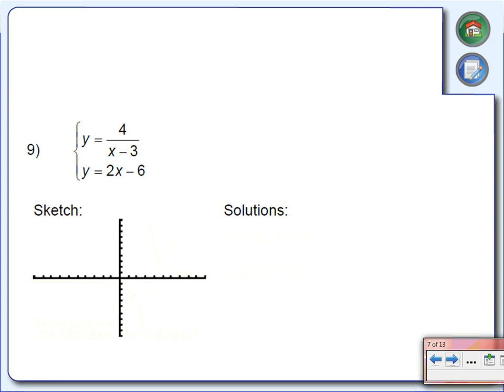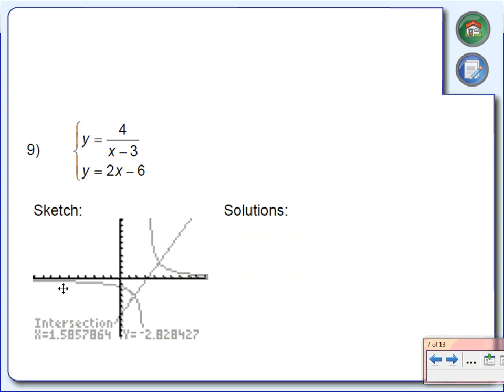Graph them. And what we're looking for is the point of intersection. You may have one point of intersection. You may have 2 points of intersection. Maybe even 3, depending on what kind of graph we're working with. So the graph we're getting this time looks like this right here.